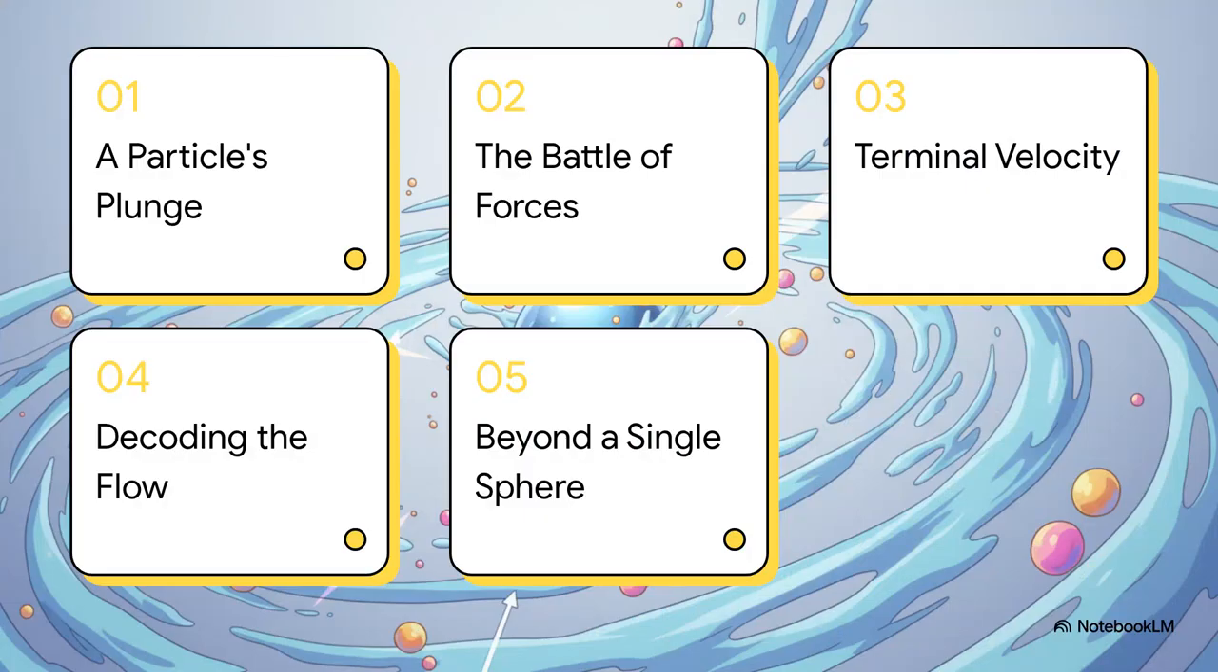All right, so here's our game plan. First, we'll follow a single particle as it starts to fall. Then we'll look at the forces battling it out. We'll see how it eventually hits a top speed, and then, this is the cool part, learn how we can actually predict that speed. And finally, we'll zoom out and see what happens when things get a little more complicated than just one perfect sphere.